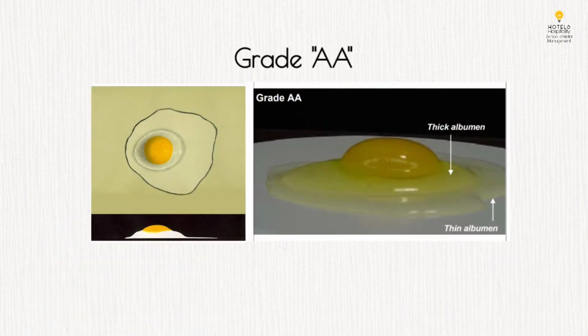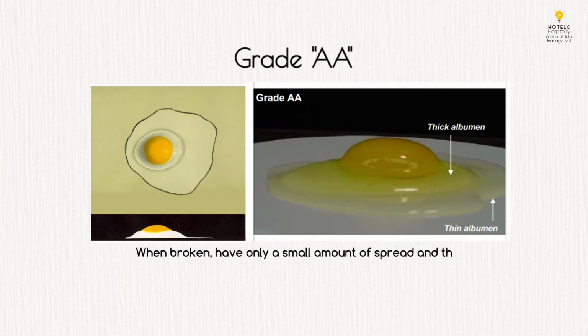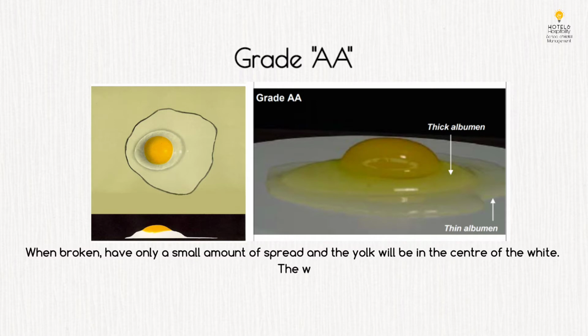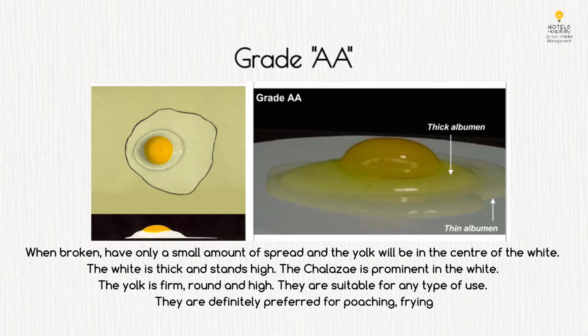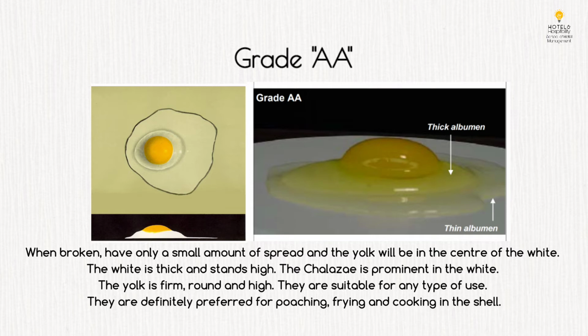AA grade egg. Grade AA eggs, when broken, have only a small amount of spread and the yolk will be in the center of the white. The white is thick and stands high. The chalaza is prominent in the white. The yolk is firm, round and high. They are suitable for any type of use. They are definitely preferred for poaching, frying and cooking in the shell.